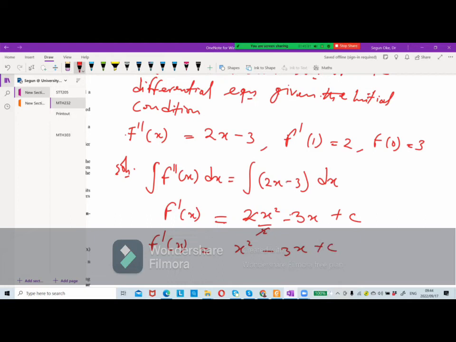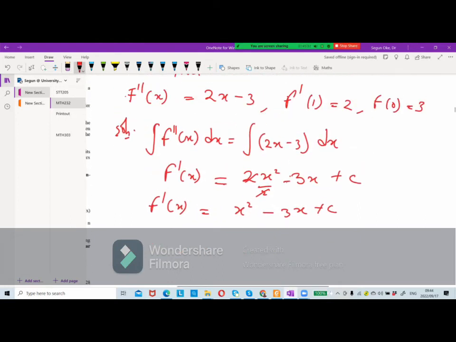Now, look at the boundary condition given to me up. The boundary condition says what? The condition says what? Whenever x is equals to what? I'm talking about this now. Yeah, when it's equal to 1, the dy dx equals to 2. Yes, f prime will be equals to 2, right?